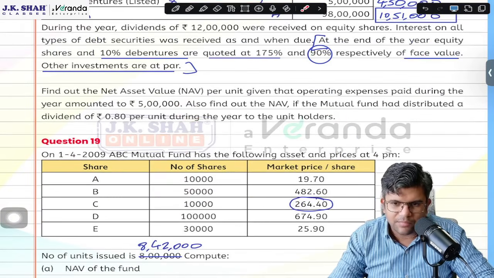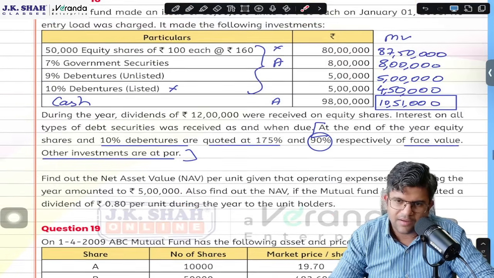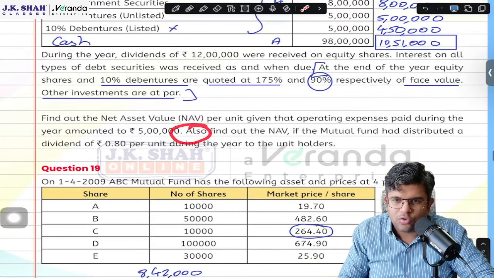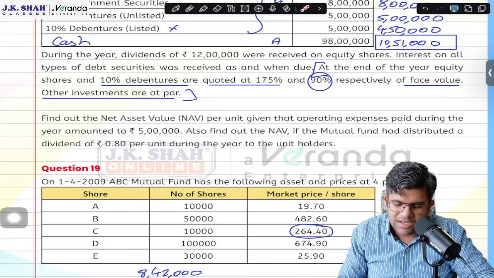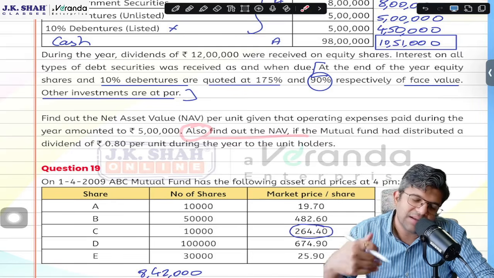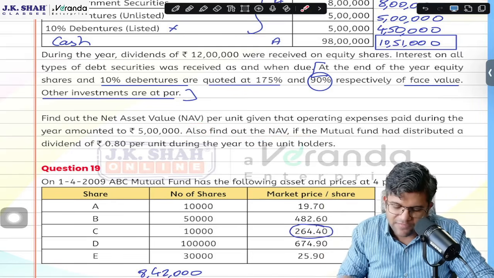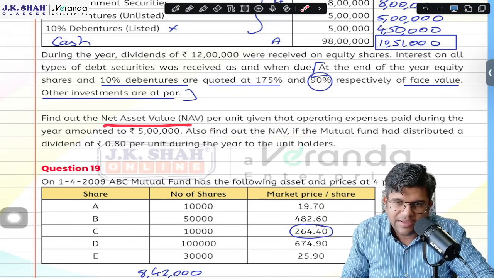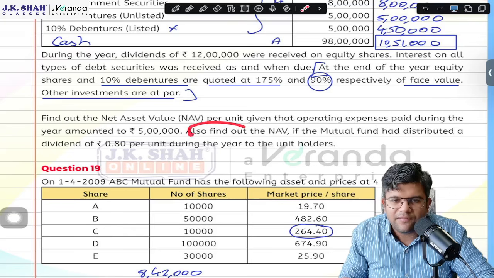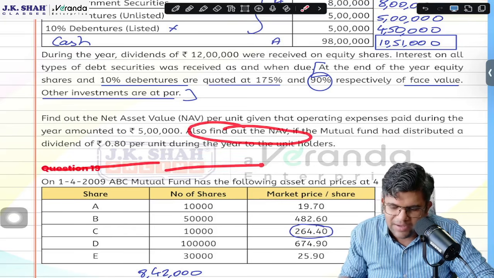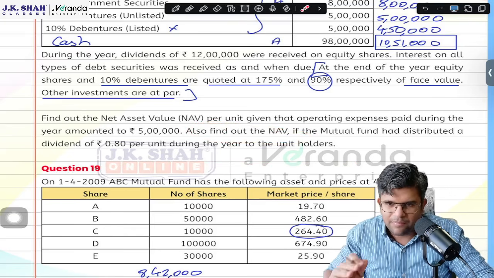We'll first complete this much part first. We will do it later. This is also, Sahana, basically another point number 2. First, we have to find the NAV normally. And then they are saying, okay, again find the NAV if the mutual fund did so and so. That is the second part, okay?